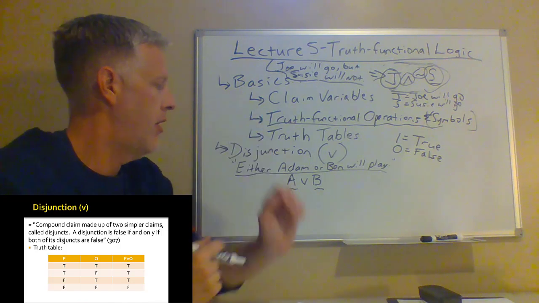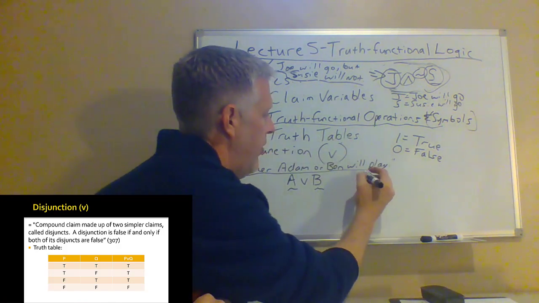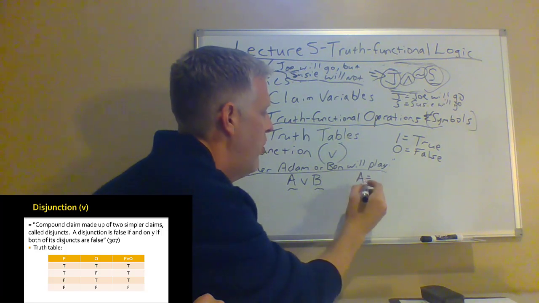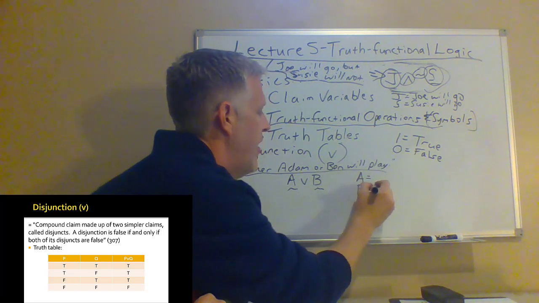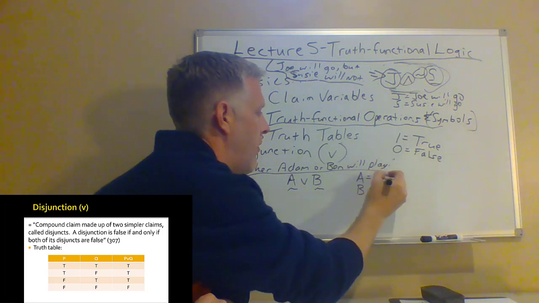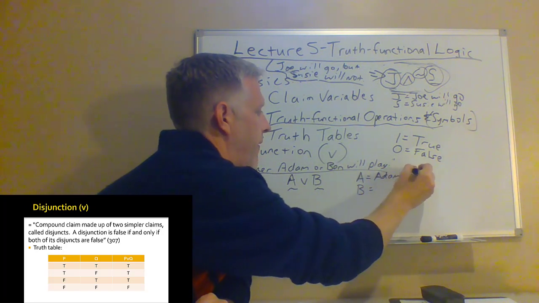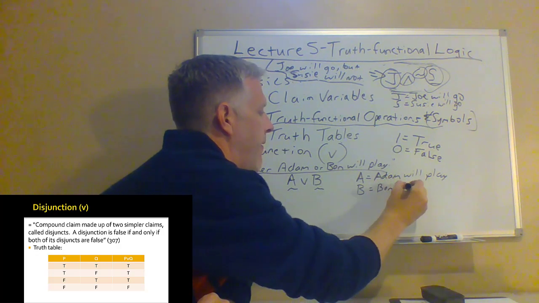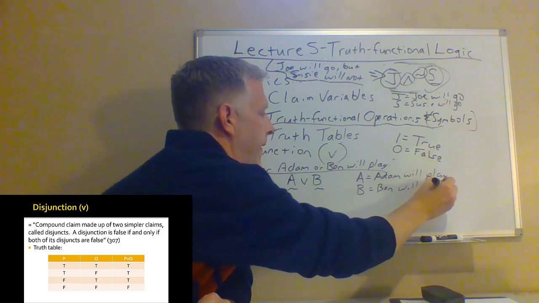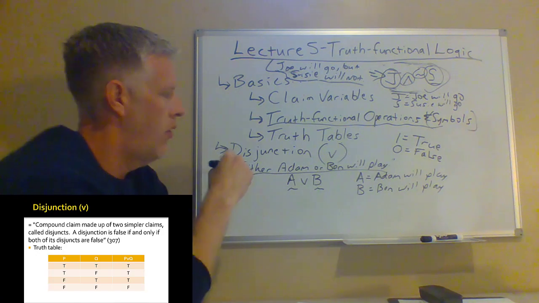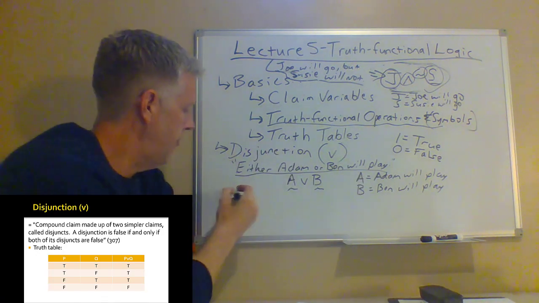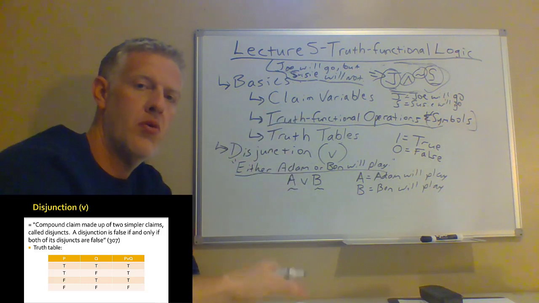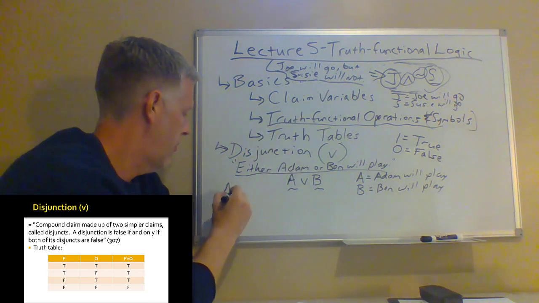Okay. So what are the basic claims? Basic claim variables, we'll have two of them, A and B. The basic claims are Adam will play, and then Ben will play. Okay, so we have two basic claim variables. So, like the conjunction, we'll have four rows for our truth table.